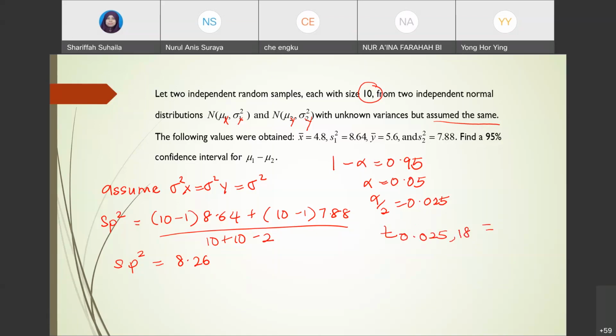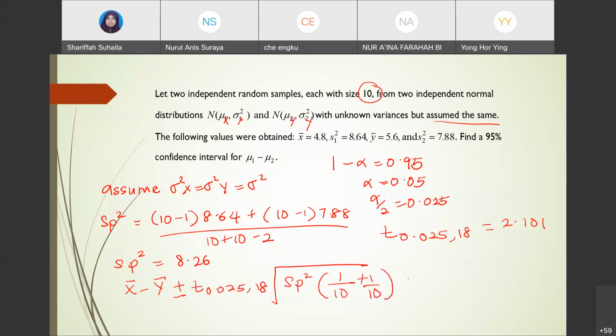Okay, check dengan saya punya ni. So taburan T, nak baca table, ingat kan, 2.101. Okay, so find your alpha, find your degree of freedom. Okay, so write down dulu apa dia punya formula. So you have X bar minus Y bar plus minus T 0.025, degree of freedom is 18. Okay, so katakan ini saya pakai Sp square, 1 over N, 1 over N. So this is the formula. Okay, and then the rest tu kamu masukkan je lah.